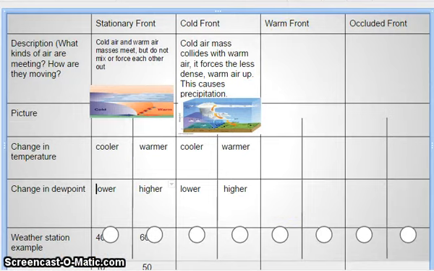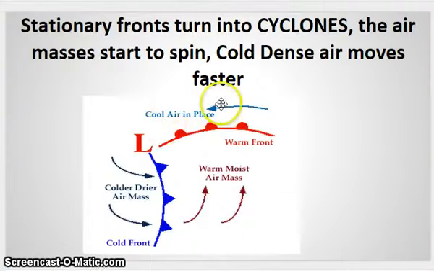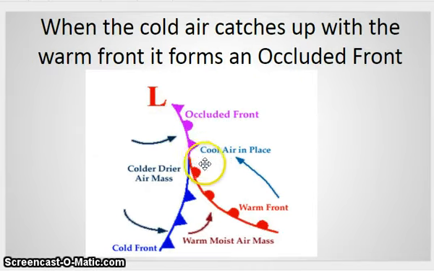Alright, now I'm going to explain occluded fronts. These are very, very complicated, so bear with me. So an occluded front happens when you have a warm front that gets caught up to by a cold front. Alright, so you have this rapidly moving cold front swinging into a warm front, and what ends up happening is at the top where they start to meet, they mix together.